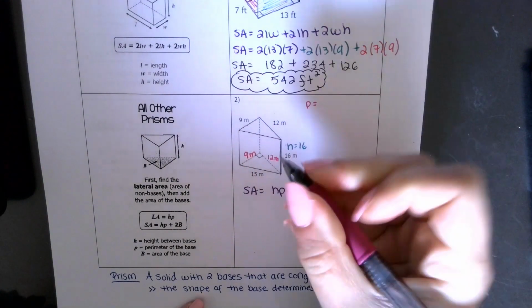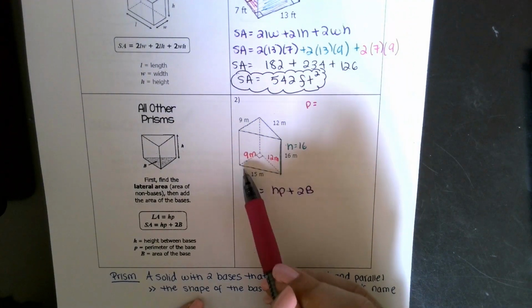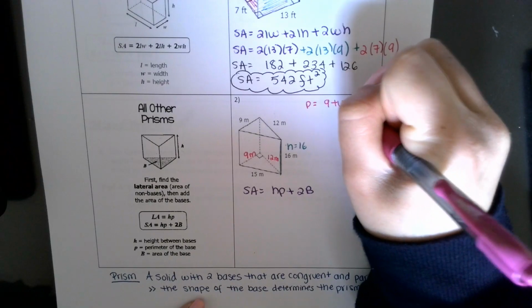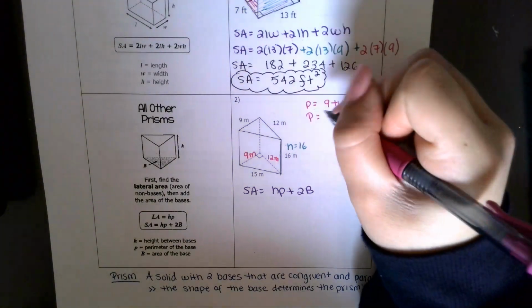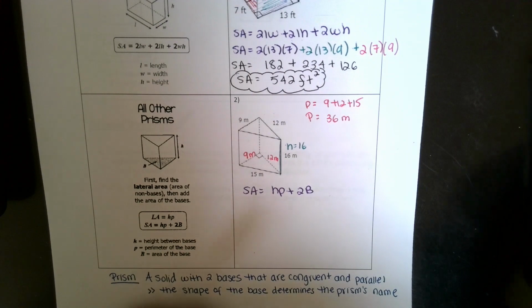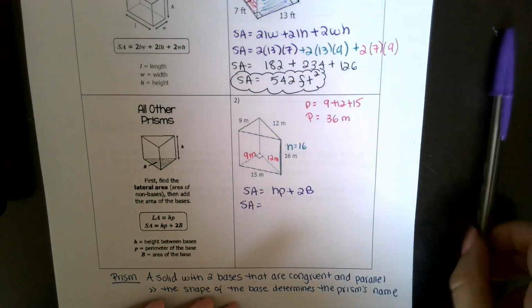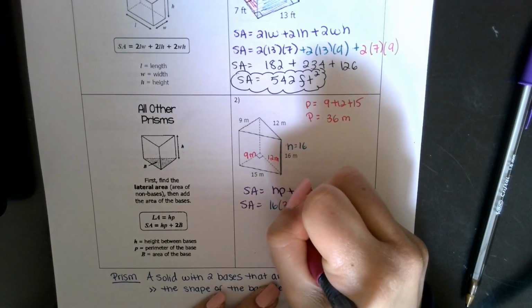So let's find the perimeter of this base. Perimeter, again, is just the distance around it. So you're adding 9 plus 12 plus 15. So the perimeter here is going to be 36 meters. So now we have H and P so far. So we have your H, which was 16, times my perimeter, which is 36.